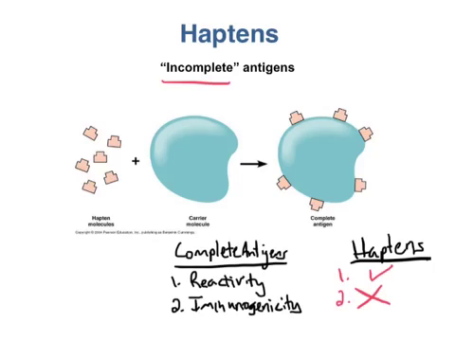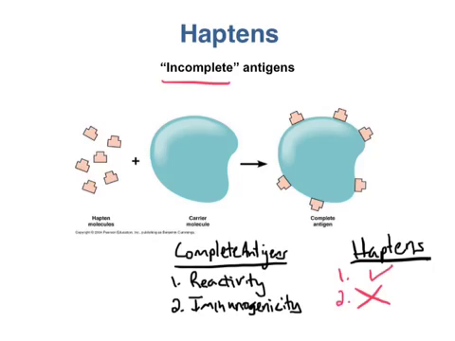If you have a penicillin allergy, you're allergic to a hapten. If you get really nasty reactions to poison ivy, you're responding to a hapten. So the question then is, if these are incomplete antigens and they can't stimulate an immune response, how do we get allergic to them? Because allergies are immune responses.